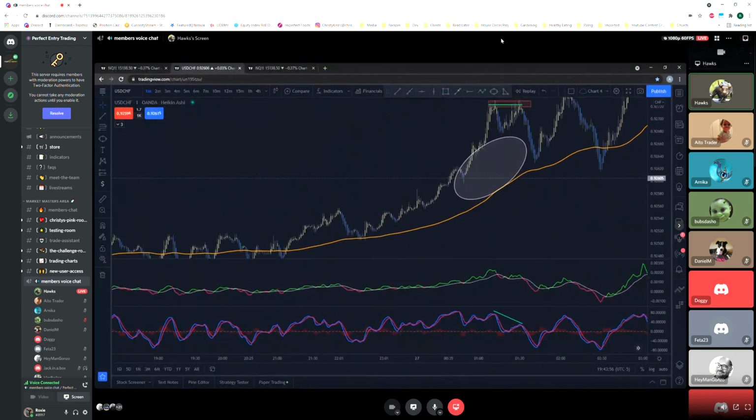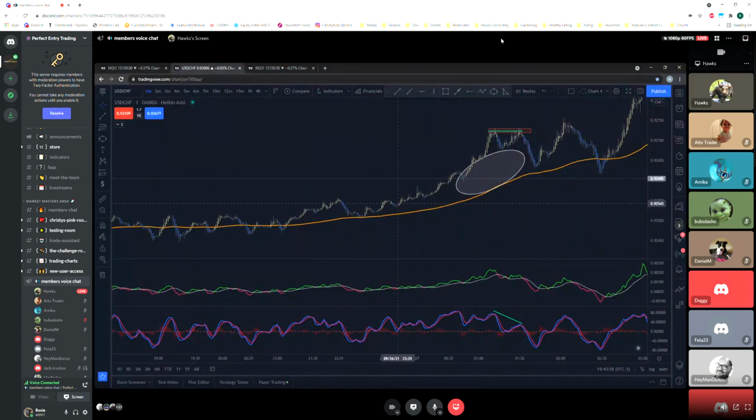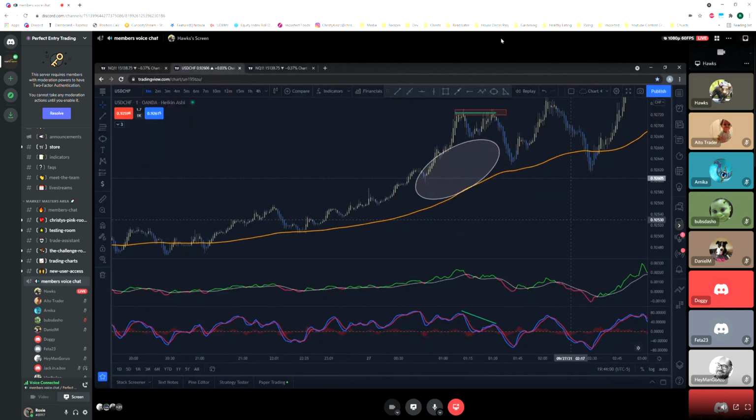Wondering why the 144 and not the 200? Well, you could use a 200. I'm just used to the 144. 144 is a fib number, so I just like it. I saw it in a video a long time ago, so I just stuck with it. You can try this with the 200, or if you want to try it with a 50, whatever you feel more comfortable with.